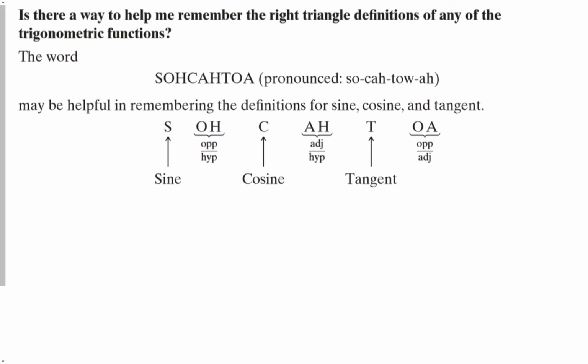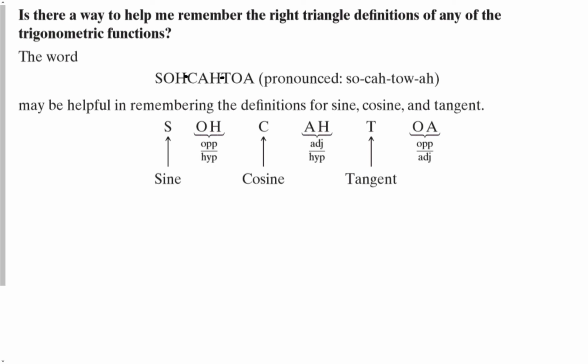All right, SOHCAHTOA. Usually we like to write it with a little dash in here. SOHCAHTOA, and it stands for sine is the opposite over the hypotenuse, cosine is the adjacent over hypotenuse, and tangent is the opposite over the adjacent. Okay? You could just remember that sort of name.